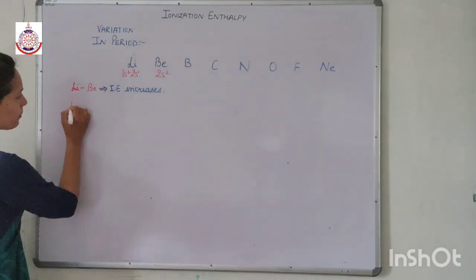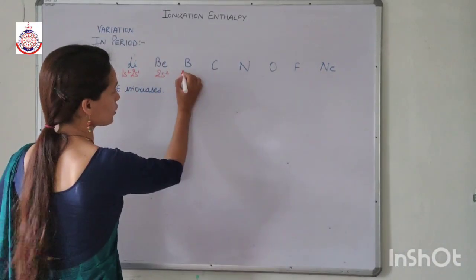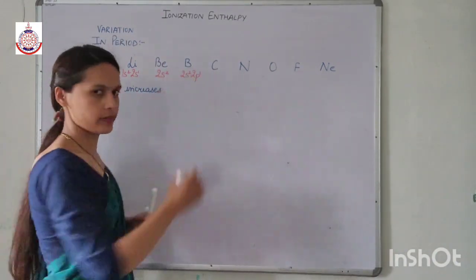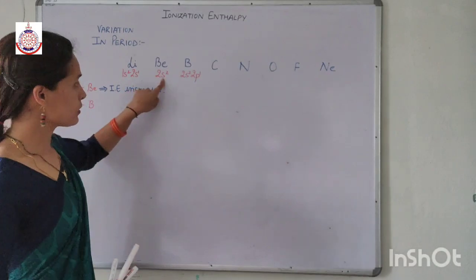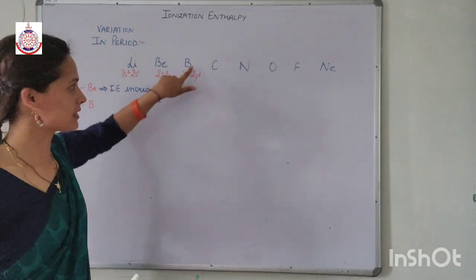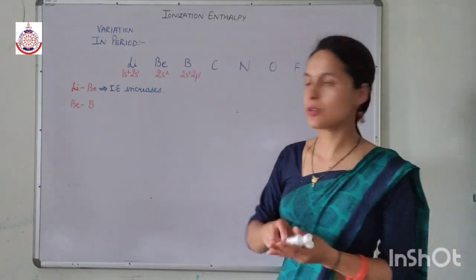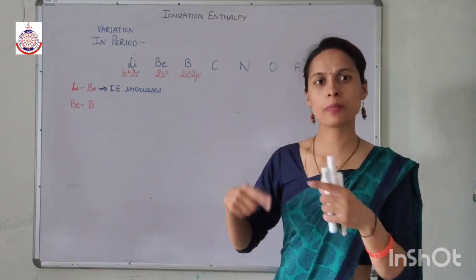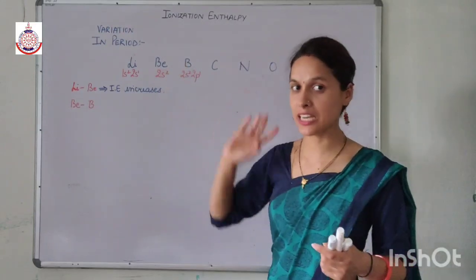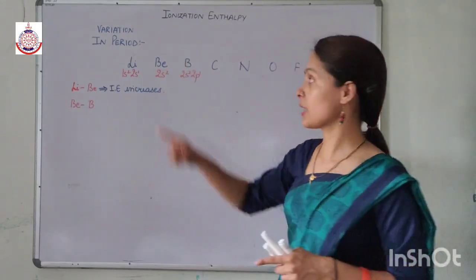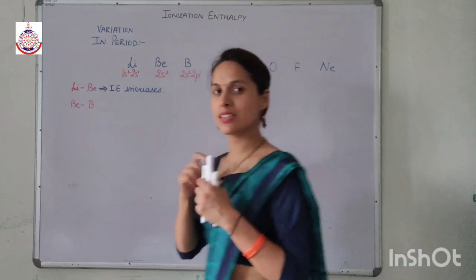Now, as we move from beryllium to boron, the electronic configuration of boron is 2s2 2p1. The size of boron is less than that of beryllium. Keeping this in mind, since boron's size is small, it should be difficult to remove the electron, so boron should have higher ionization enthalpy than beryllium. But the first ionization enthalpy of beryllium is greater than that of boron. What is the reason behind this?